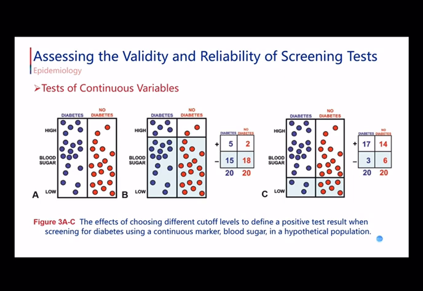Let us consider the diagrams shown in Figure 3. Figure 3a shows a population of 20 diabetics and 20 non-diabetics who are being screened using a blood sugar test whose scale is shown along the vertical axis from high to low.